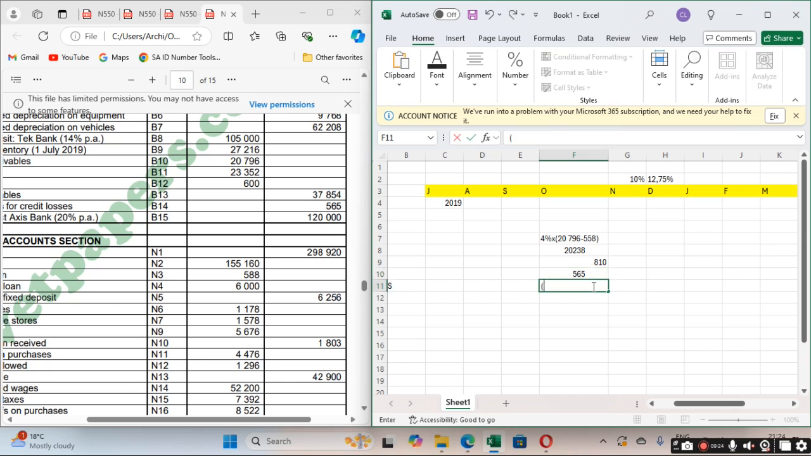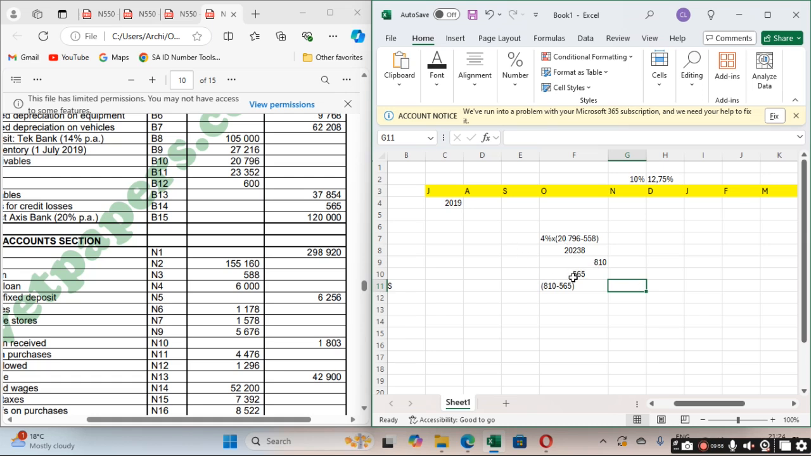So on your income statement, you're going to have allowances for credit losses under your operating expenses, and then you say open bracket, 810 minus the 565, close bracket, and then your answer. The difference between these two amounts will be your total answer under your operating expenses. So I don't know if I make sense.